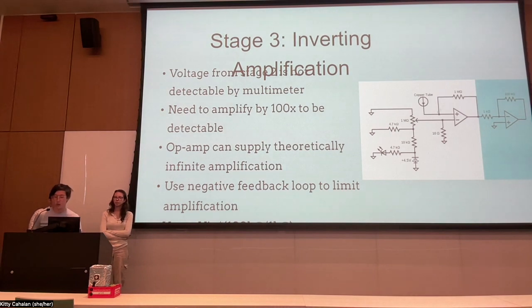This is an inverting amplifier, so the amplification factor is equal to the resistance of the feedback resistor, that's the topmost resistor, divided by the resistance of the resistor on the left. And so for this particular implementation, the amplification factor is 100, but it's inverting, so it's negative 100.